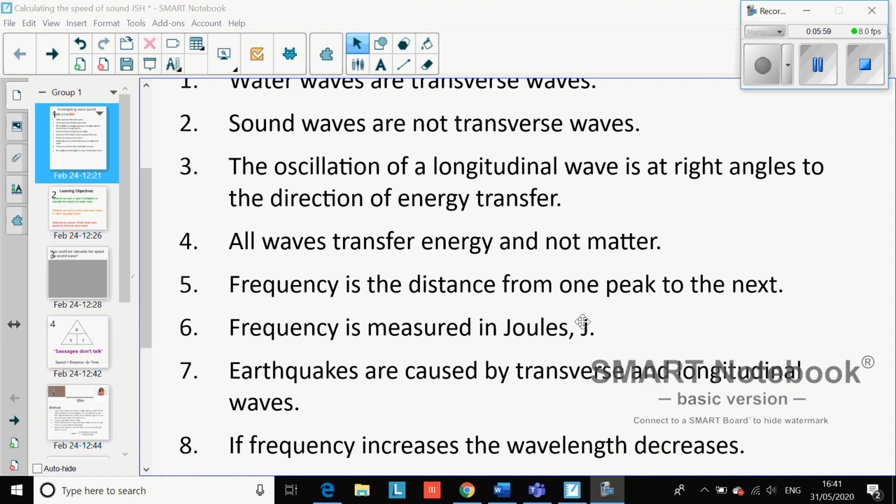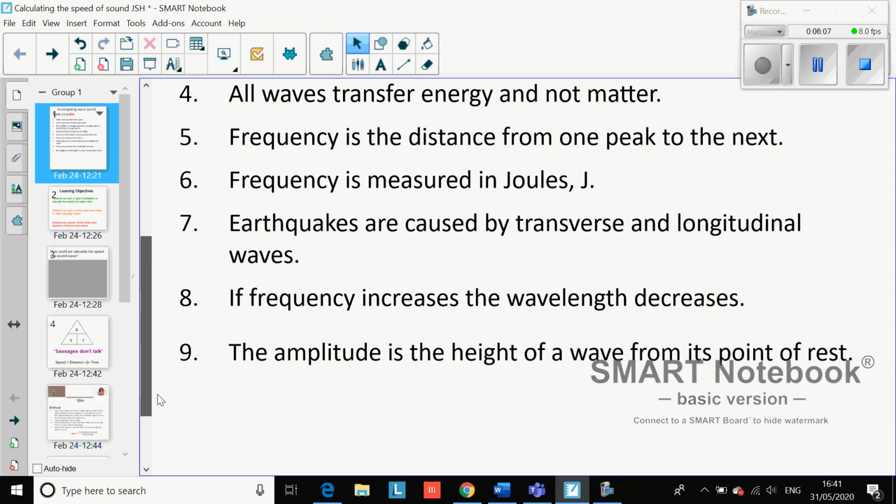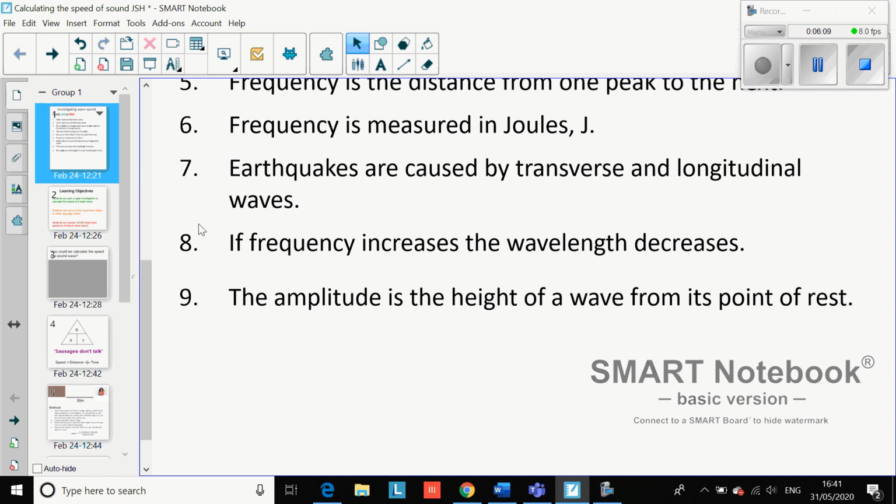Frequency is measured in joules. That is false. Frequency is measured in hertz. Energy is measured in joules.